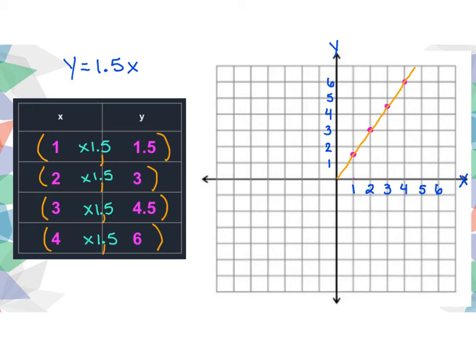Our equation has multiplication in it, which means that our graph would be proportional. It means that our graph would include the point 0, 0. So if x equaled 0, 0 times 1.5 is 0. So y would equal 0, and we could go ahead and graph that point as well.